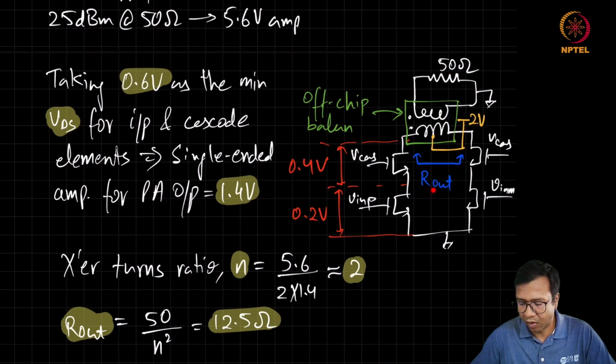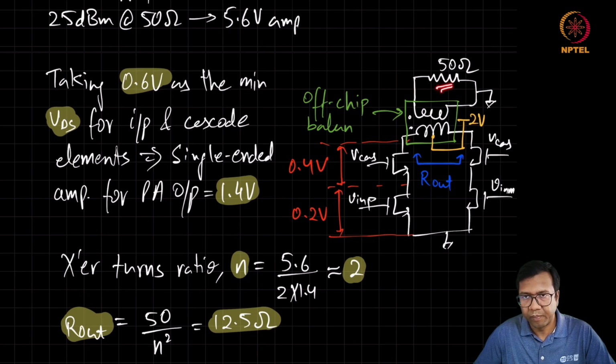Now to find what will be the optimum load for the power amplifier, we can make some simple design choices. First of all, we will assume that the input element and the cascode element together will need 0.6 volt as the minimum drain voltage, where 0.2 volt we are budgeting for the input element and 0.4 volt we are budgeting for the cascode element. In such a scenario, if you are operating the PA with a 2 volt supply, then the minimum voltage which we can achieve at the single-ended output of the PA is going to be 2 minus 0.6 volts, which is 1.4 volts. So it means the power amplifier is going to have a differential amplitude of 2.8 volts, whereas the voltage amplitude at 50 ohms is 5.6 volts.